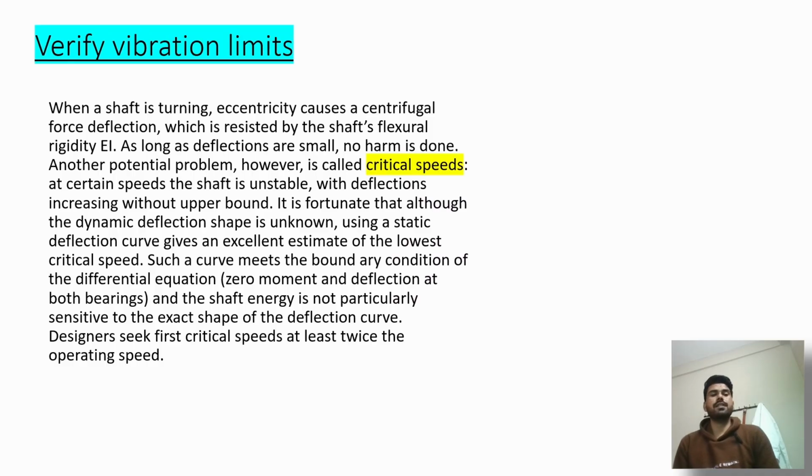It is fortunate that although the dynamic deflection shape is unknown, using a static deflection curve gives an excellent estimate of the lowest critical speed. Such a curve meets the boundary conditions of the differential equation, zero moment and deflection at both bearings. And the shaft energy is not particularly sensitive to the exact shape of the deflection curve. Designers seek a first critical speed at least twice the operating speed.